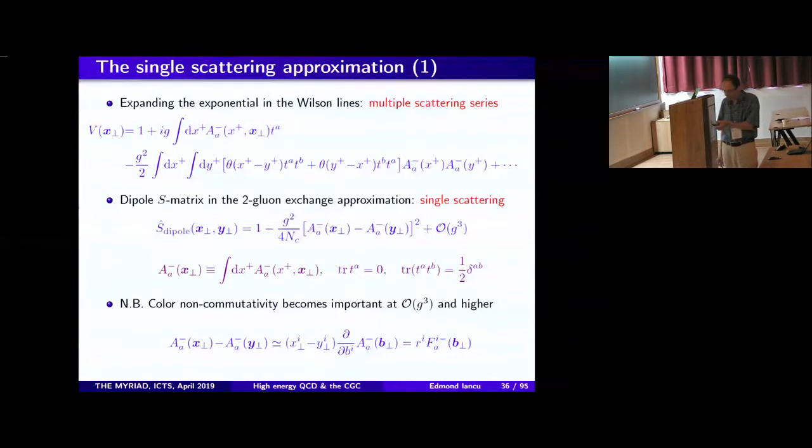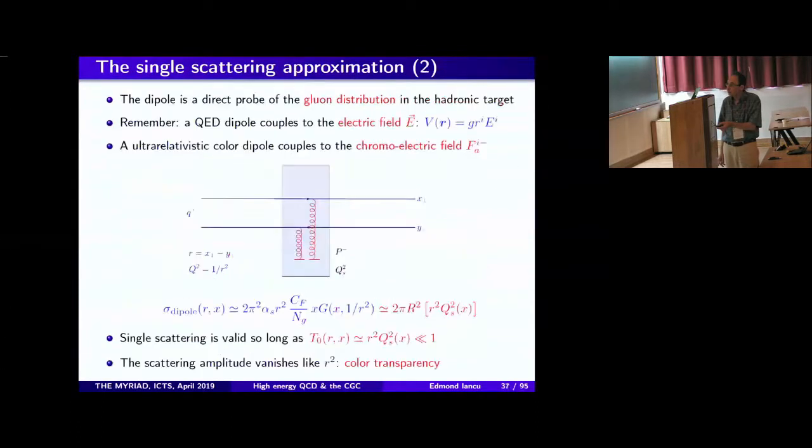So these properties, the fact that the dipole amplitude, so the cross-section in the limit of the single scattering, is proportional to small r squared, and also to the gluon distribution, are generic properties. They didn't rely on any model here. I didn't use any information about the structure of the nucleus. I just used the definition of the gluon distribution as a two-point function.